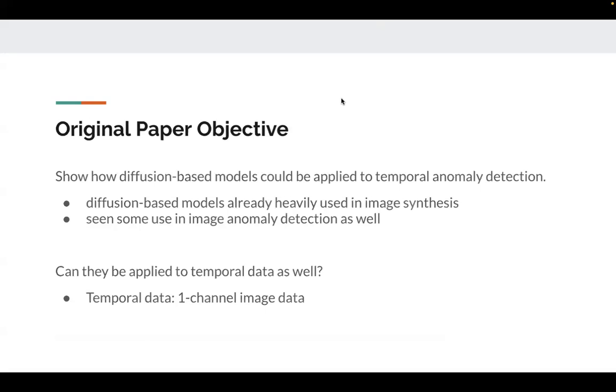So yes, the objective of the original paper was to show how diffusion-based models, which are widely used in image synthesis, can be used in this sort of reconstruction-based anomaly detection. And in fact, these sort of models have already seen some use in detection of image anomalies. So basically, can it be applied to temporal data as well?